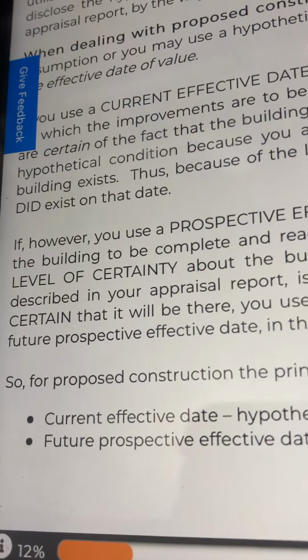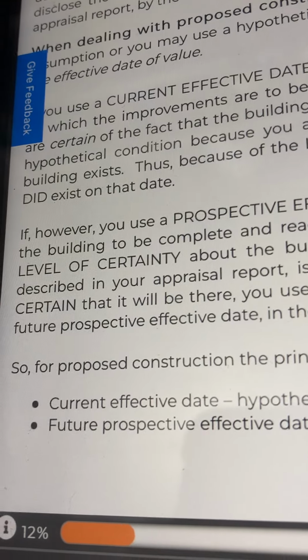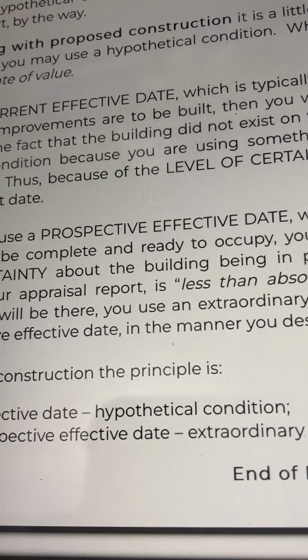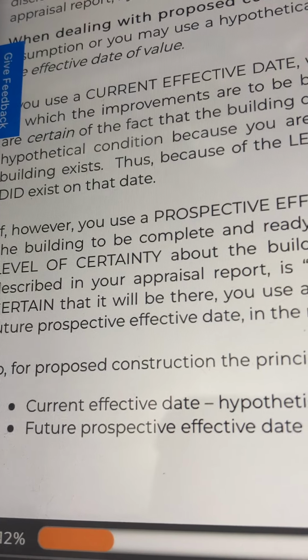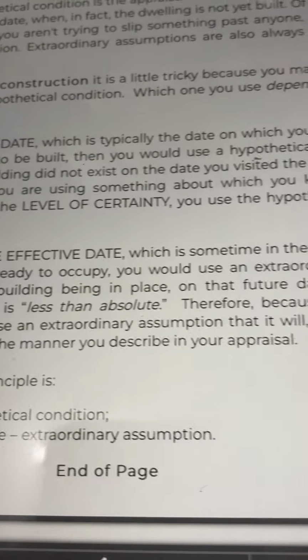So, for proposed construction, the principle is current effective date and hypothetical condition. For future prospective effective date, you use extraordinary assumption.